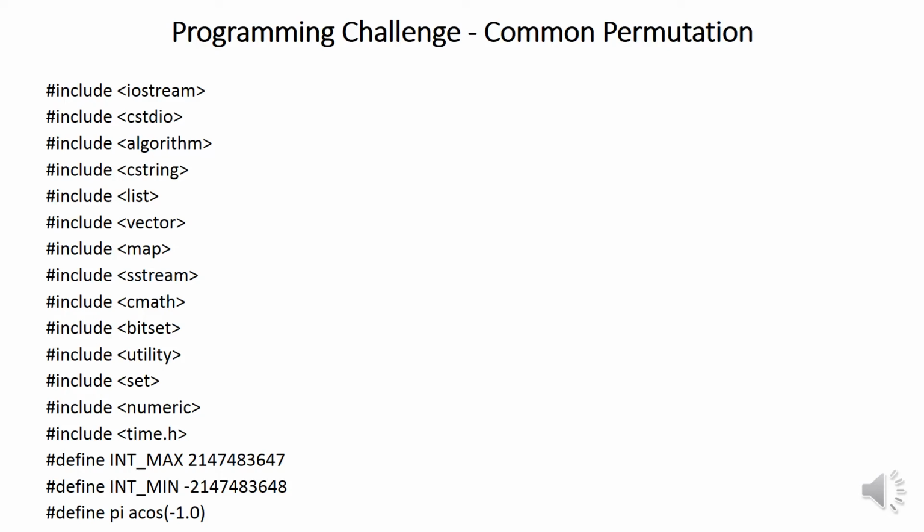We define the pi as a cos minus 1.0 in bracket. Here the important libraries are iostream, next one is vector, map, and string. So you will include those specific library files in your program.